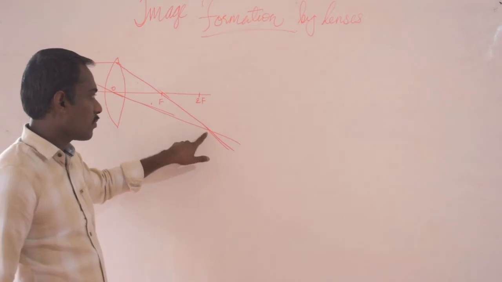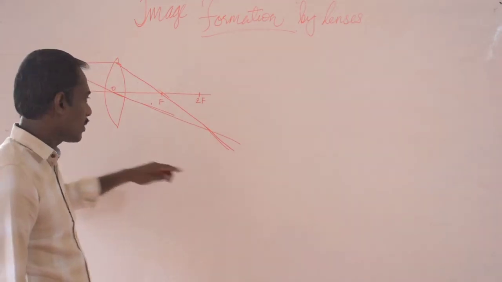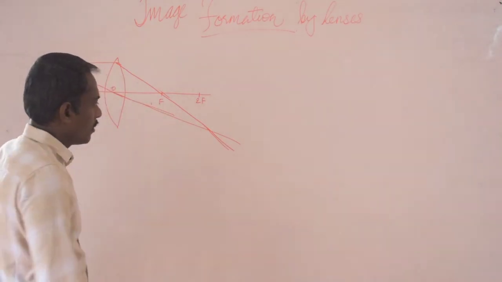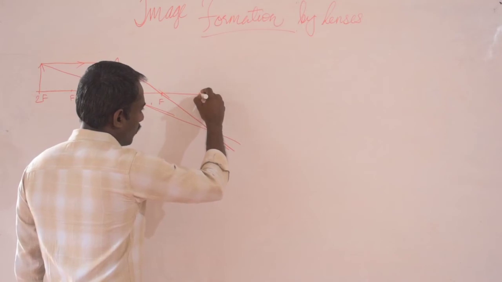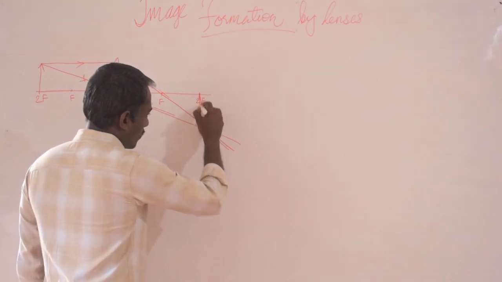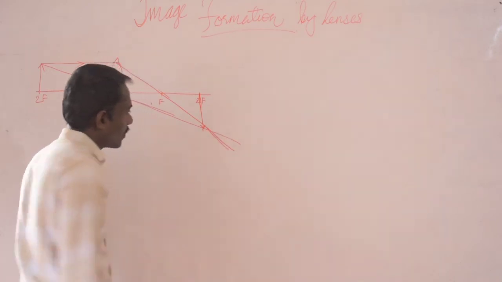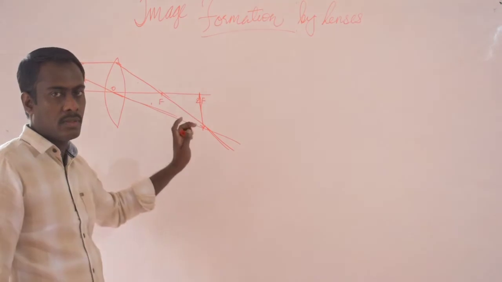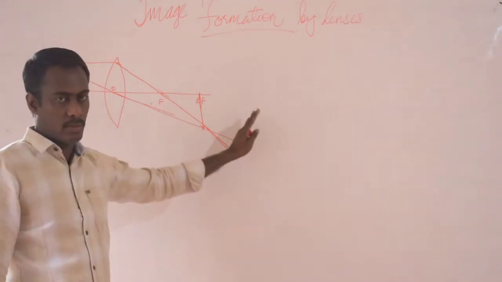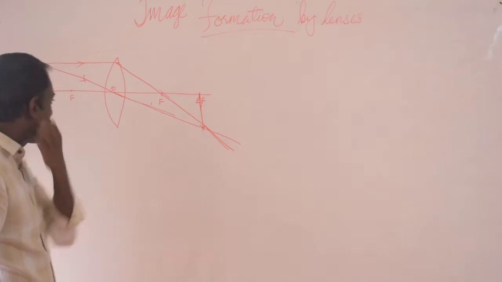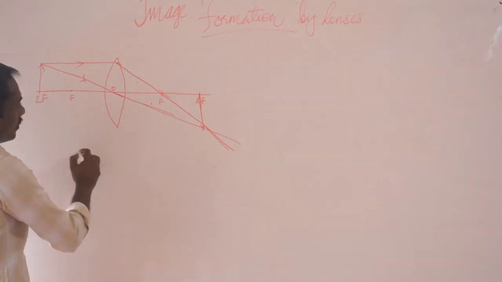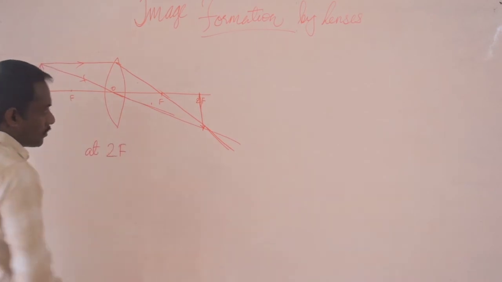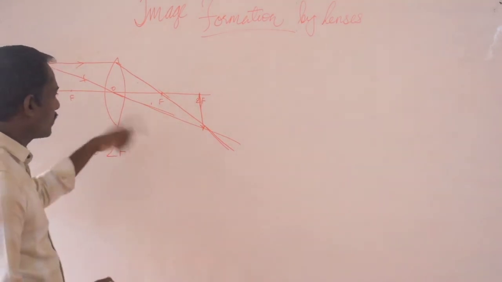This is the point of intersection where the image will be formed. Okay, and if you draw these lines straight, then the image will be formed exactly on 2F on the other side of the lens. Okay, so where is the image formed? At 2F. Okay, and what about the size and nature of the image?